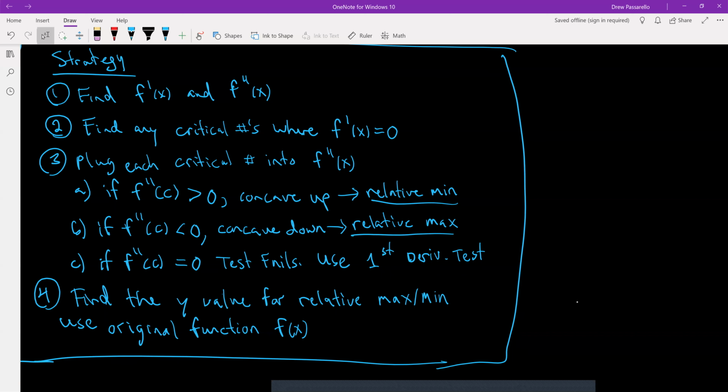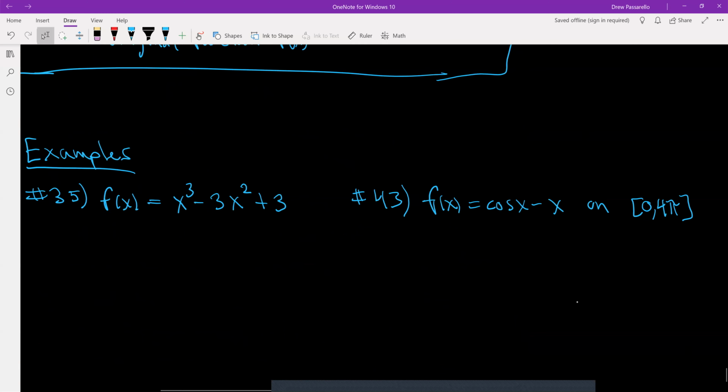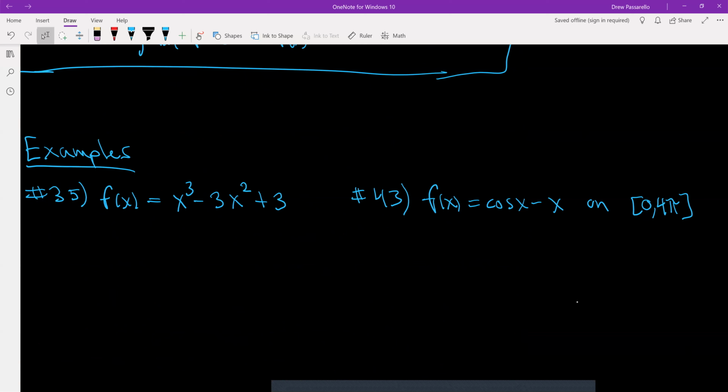decisions. All right, after you determine it's a relative min or max at that critical number, you're going to have to find the y value for that relative min or max. And that involves plugging the critical number into the original function, f of x. All right, so that's the strategy I'm going to invoke. And here are two examples I'll do: number 35 and 43 in our textbook.